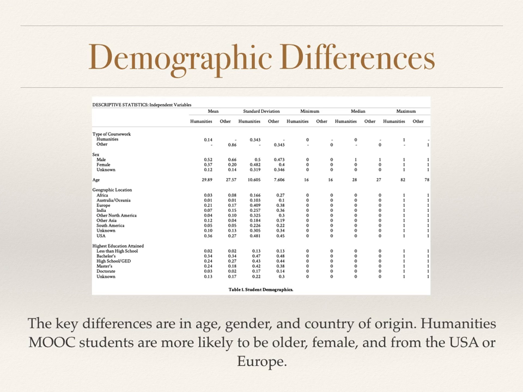Looking at males and females, humanities MOOC students were much more likely to be female. So you can see in table 1 here, for humanities, 37% of humanities students were female, whereas for non-humanities classes, it was 20% instead. We can also look at geographic location, their country of origin, and see that humanities students are much more likely to be from the United States or from Europe.